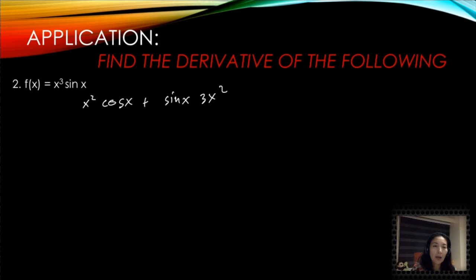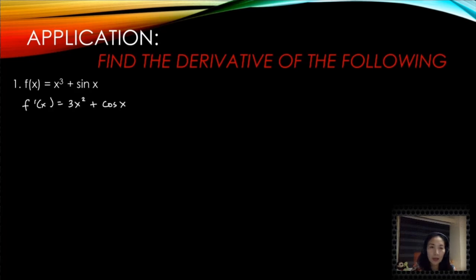Now, how about number 2? Let's compare it to number 1. Going back to number 1, what is the operation between the two? It's addition. So how did we get the derivative? We simply differentiated the first and then the derivative of the second. Now, going back.